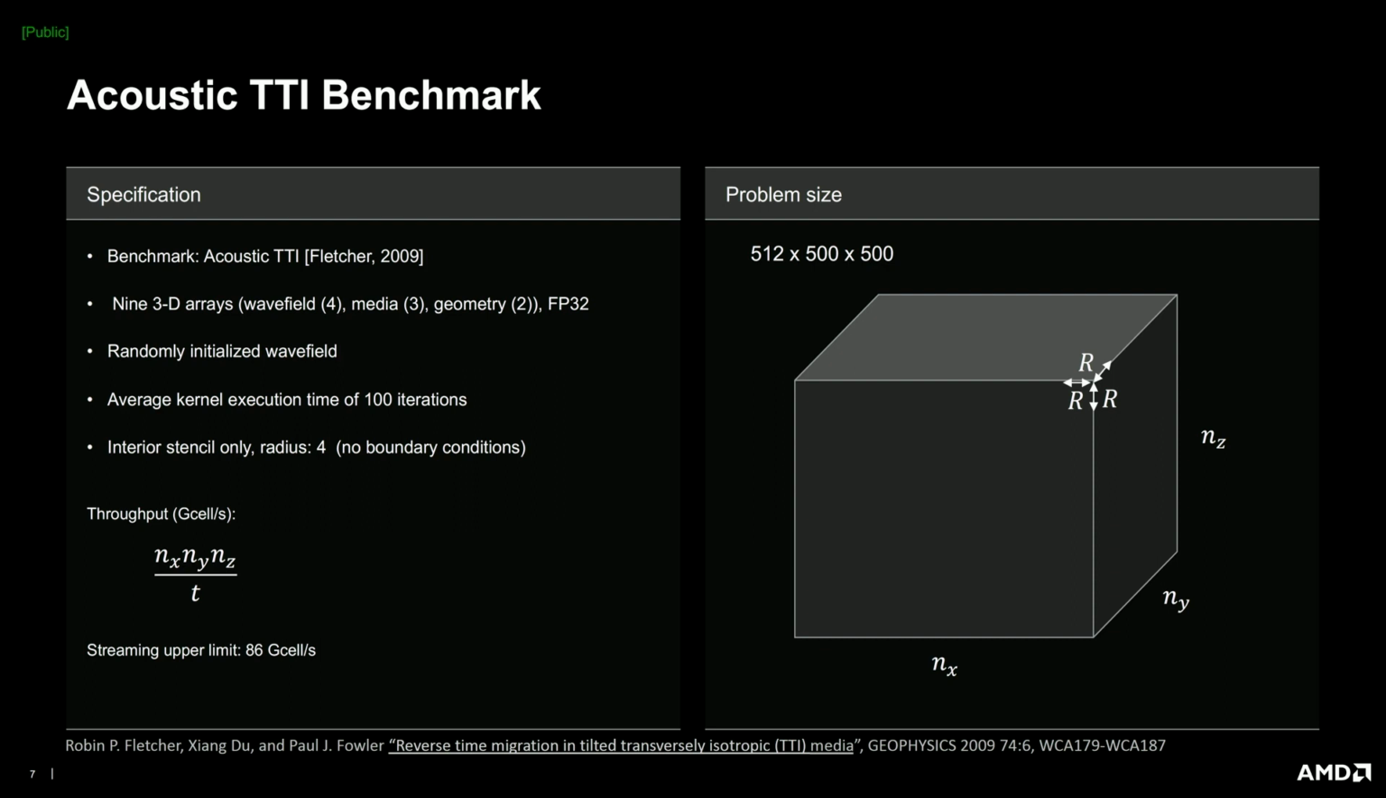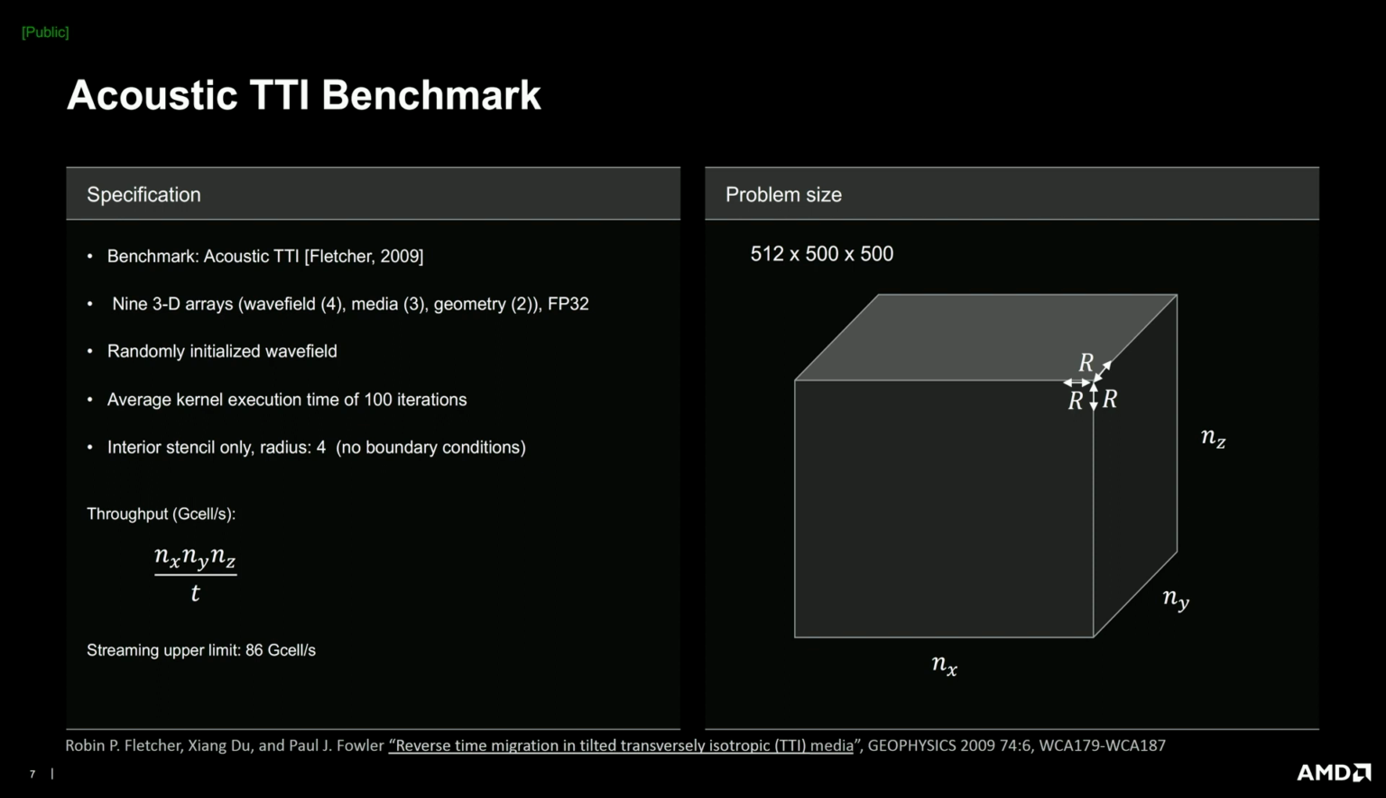To evaluate performance, we need a benchmark. So what I put together here is the formulation coming from Fletcher's 2009 paper, which contains 9 3D arrays. Instead of solving a real problem, I just chose to randomly initialize the wave field, keeping things a bit simpler, but at the same time avoiding any hardware compression effects that otherwise would improve your performance results. I didn't want to include that in the measurements. And then I use an average of 100 iterations, and it's the interior stencil only, so no boundaries.